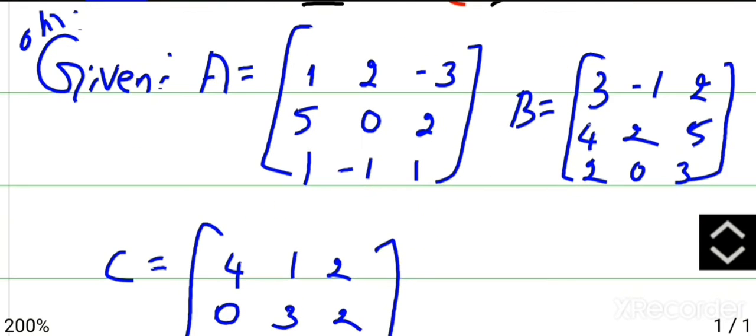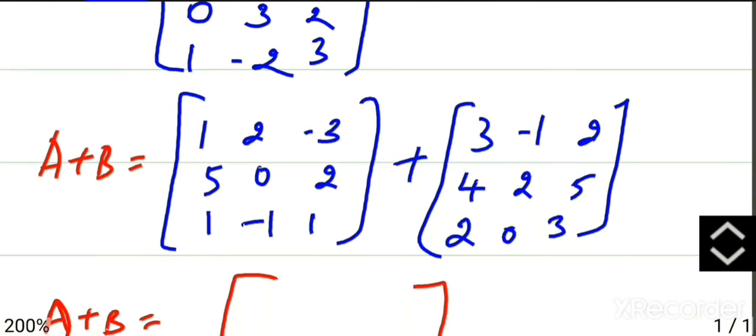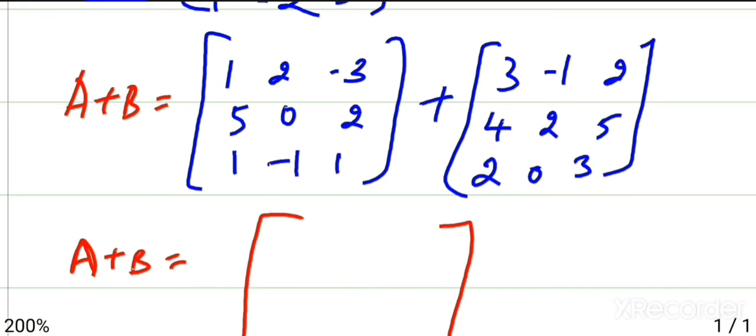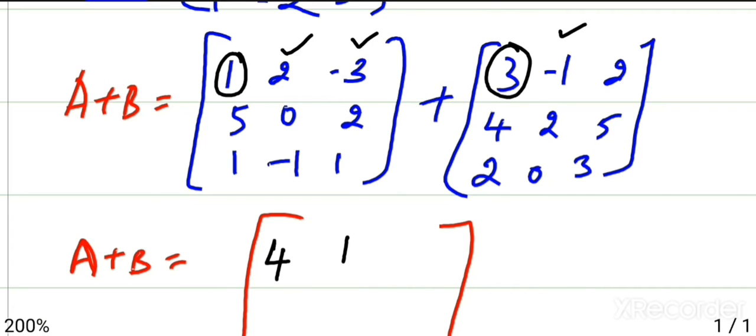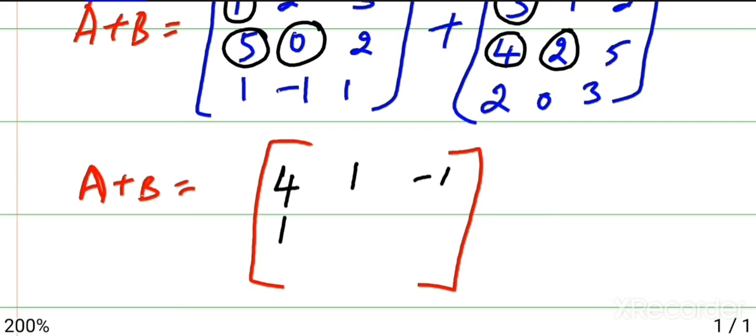So here the given solution is: A is [1, 2, 3; -3, 5, 0; 2, 1, -1, 1], and B and C are already given. First we have to find A + B, so we have to add A and B. How should you add? First element with first element: 1 plus 3 is 4. 3 minus 1 is 1. Minus 3 plus 2 is minus 1, because the negative number is greater. 5 minus 4 is 1. 0 minus 0.